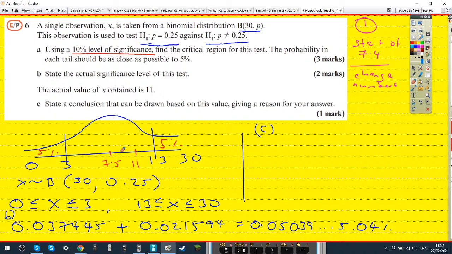11 is a bit higher than 7.5, but not very much. So that's just probably random chance. It would have to be 13 or more. So that's inside the acceptance region, outside the critical region, and so that's H null. In here is H null, here is H1, here is H1. Because our answer is just above the significance level, it's still accepted.